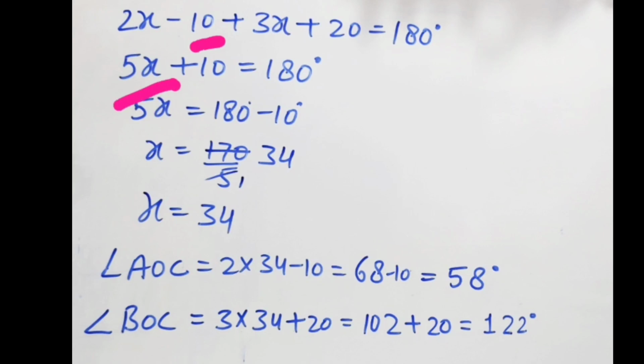And this is negative 10, this is positive 20, both are constant terms. We will solve them and 20 minus 10 will be positive 10. So we will write here 5x plus 10 equal to 180 degree. Now we will transpose this 5 towards the right hand side to find the value of x. First we will transpose this 10 towards the right hand side, it will become negative. So 180 minus 10 will be 170.